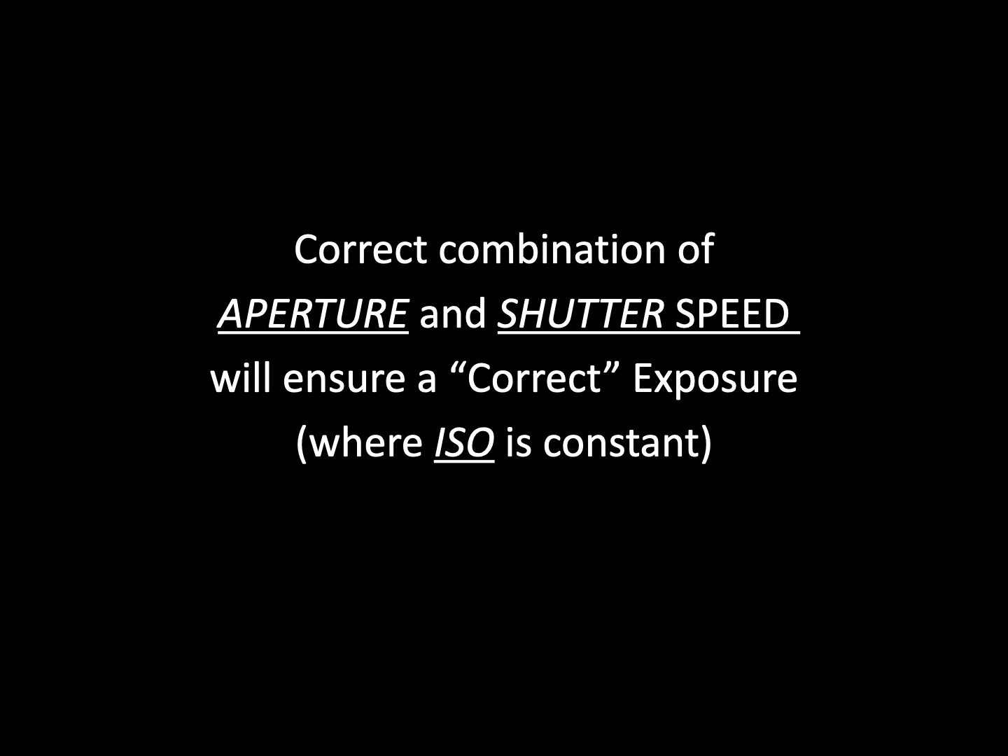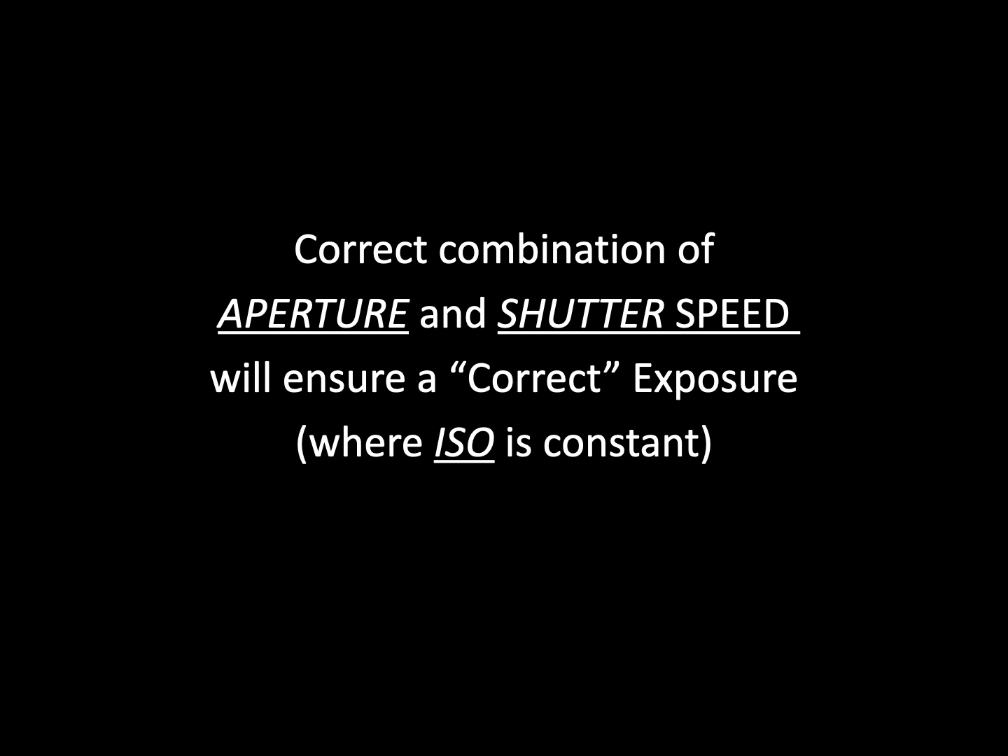So the correct combination of aperture and shutter speed will give you a correct exposure where the ISO is constant. Obviously, if you start changing the ISO, that has an impact. The ISO can be seen as your get out of jail card. If you find that to get an accurate exposure, your shutter speed is too slow, you would want to use a faster shutter speed in order to avoid camera shake. That's when ISO can help get you out of that little situation. By increasing the ISO sensitivity, it allows you to shoot at a faster shutter speed.